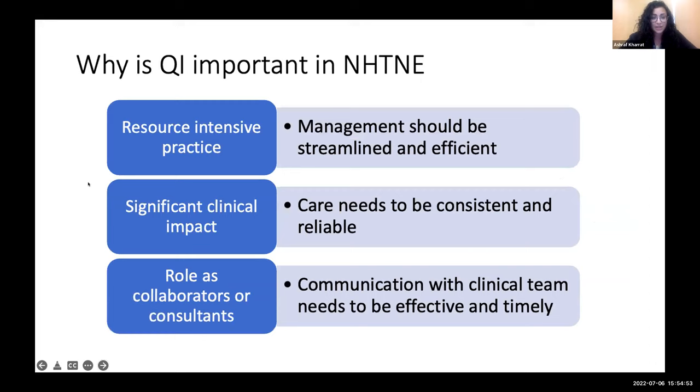And specifically, what's the role of quality improvement in TNE in neonatal hemodynamics, and why is it so important? Well, for one thing, we have a pretty resource-intensive practice. This is a little bit variable depending on how your hemodynamics or TNE program is set up at your individual site. But if you have a very frequently accessed consultative practice, for example, it can tap into a lot of resources to be able to run a TNE program. And so you really want your management practice to be streamlined and efficient. And we heard some of that from Regan today about how labor intensive it is to develop and run the program. So you really want to make sure that your practices are as efficient as they can be.